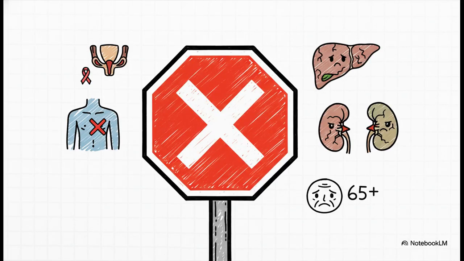And this is your absolute red flag list. These are the no-go situations. You never, ever give androgens to a patient with prostate or male breast cancer because these cancers are often hormone sensitive. And of course, severe liver or kidney disease are also absolute contraindications.